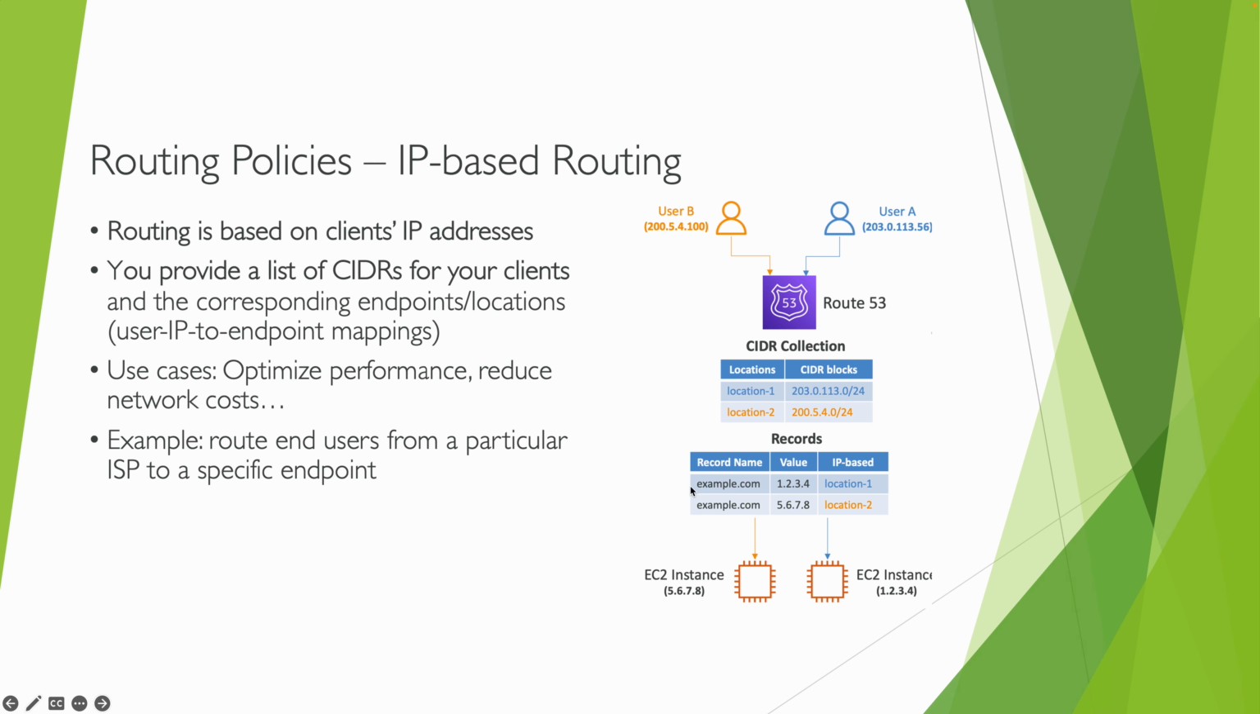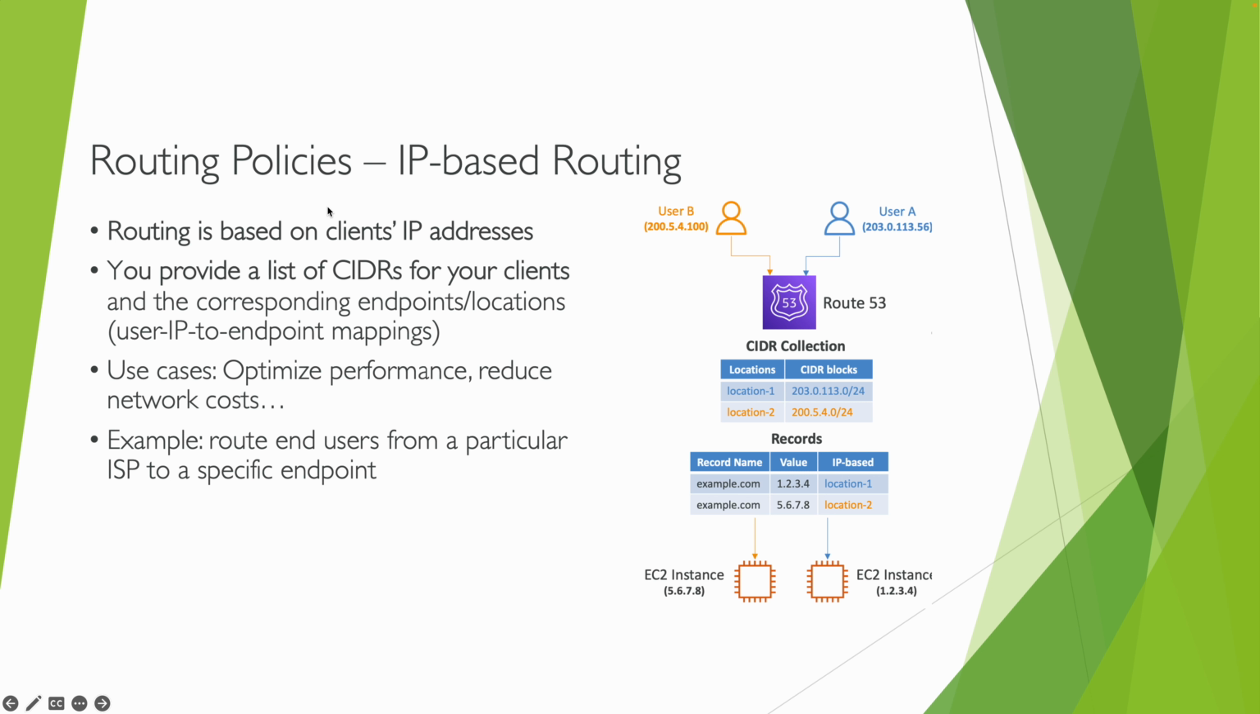Here we will create a record name like this. If you want to create a location, we will create the locations here, and we will say example.com, give the value, and give this particular location here. So all the IP addresses which come with .113 will be redirected to this value, and all the IP addresses which come with 5.4.* will be redirected to this particular instance. So based on the IP address, we can route the traffic to different EC2 instances. This is how IP based routing works.